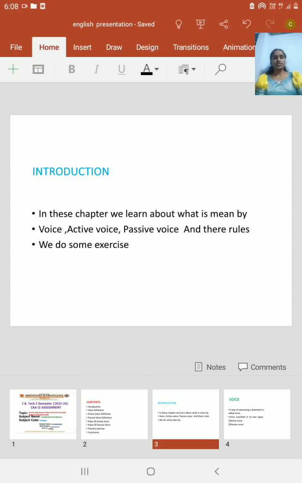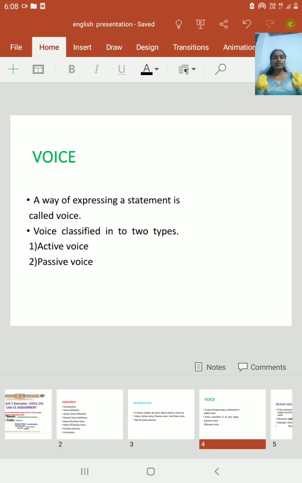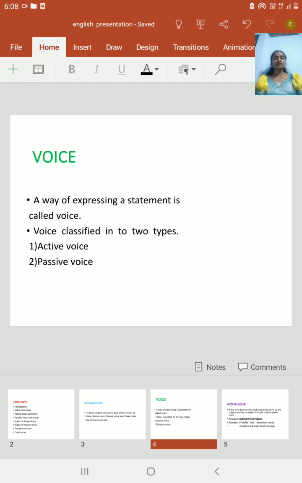First one, introduction. In this chapter, we learn about what is meant by voice, active voice, passive voice, and their rules. And we do some exercise on this topic also. First, we have to know what is meant by voice. I think all of you know what is meant by voice. A way of expressing a statement is called a voice. And voice is again classified into two types, active voice and passive voice.